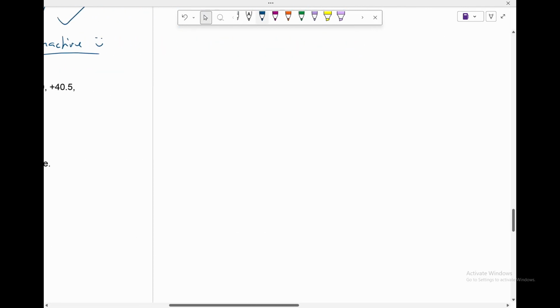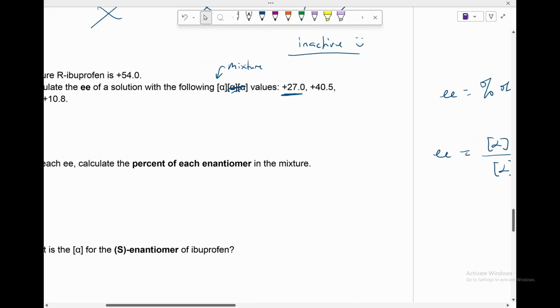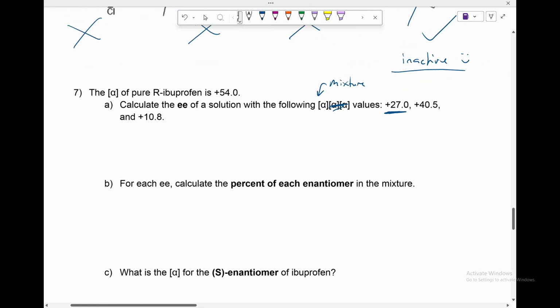And for calculating EE, I know that I can use either of two formulas. EE is equal to the percent of one enantiomer minus the percent of the other. Or I can use EE is equal to the specific rotation of the mixture divided by the specific rotation of the pure, times 100%. Okay? So let's do exactly that.